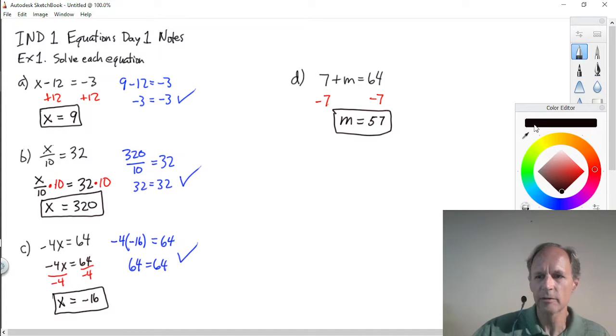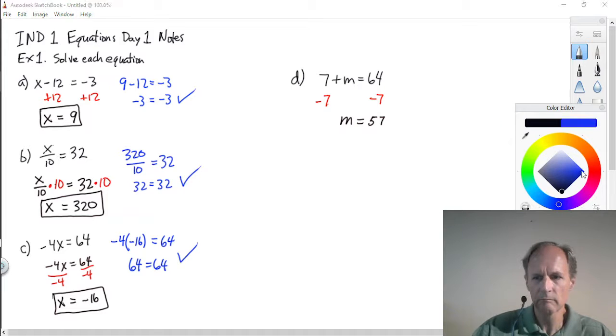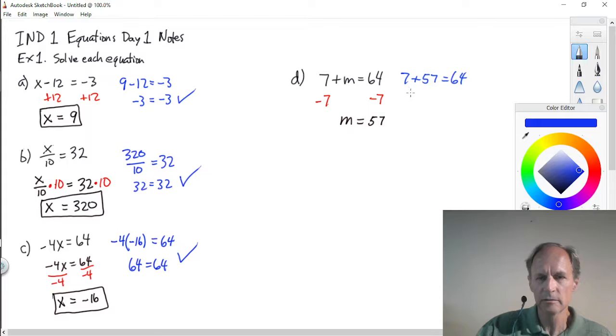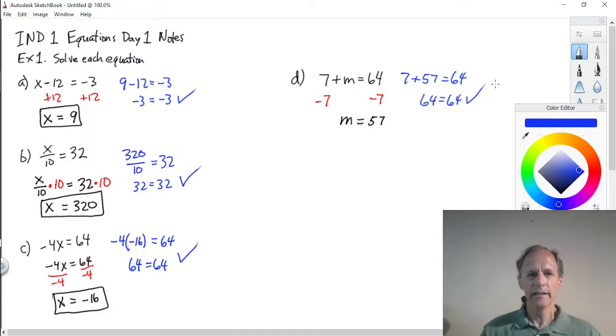And let's see if this one's right. We're going to plug in for m, so it's 7 plus 57 equals 64. We're going to see if that's correct. 7 plus 57 is indeed 64. And that checks. Okay, so we got a few more.